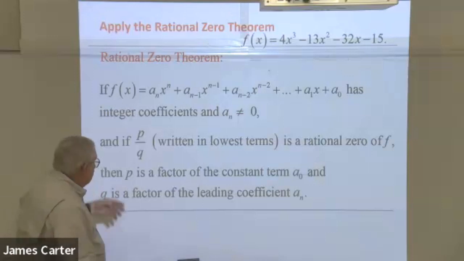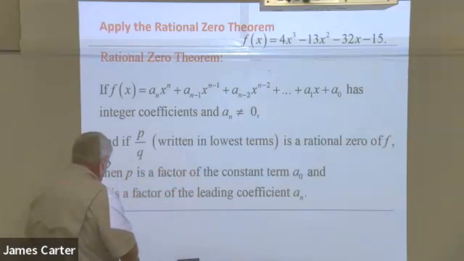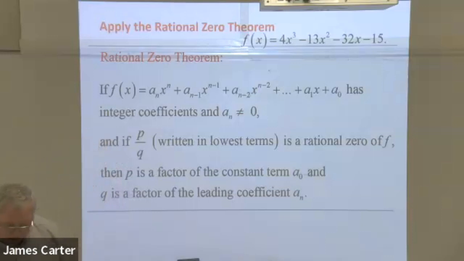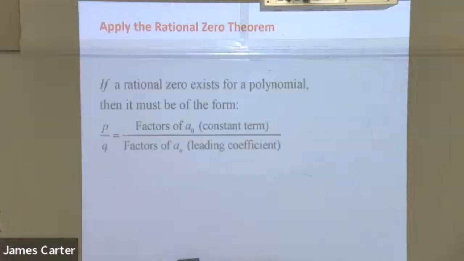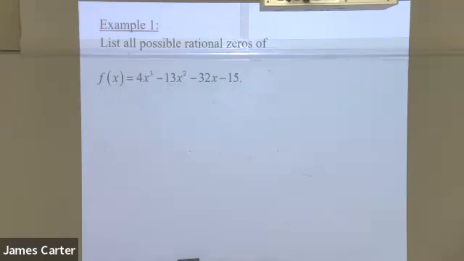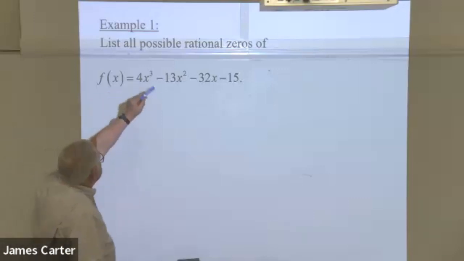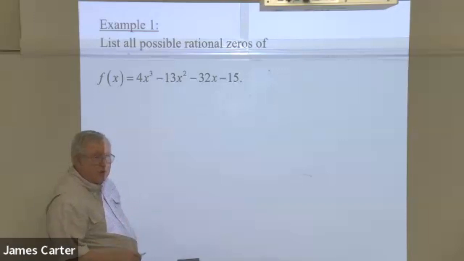Now we're going to do some examples showing how this works. This is just the constant term on the end and the leading coefficient. That's what I just talked to you about. So we got this problem. Those are the ones we care about. Now, it says list all possible rational zeros. Word rational because they might be a fraction.